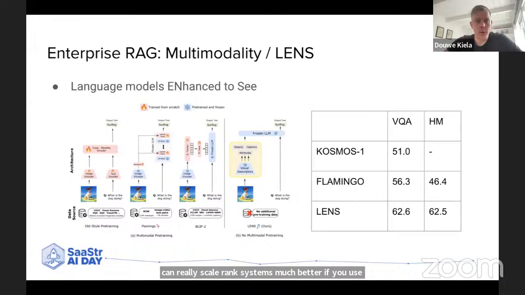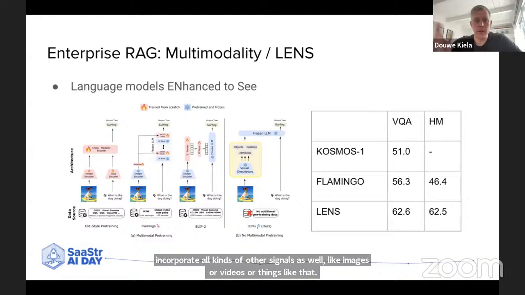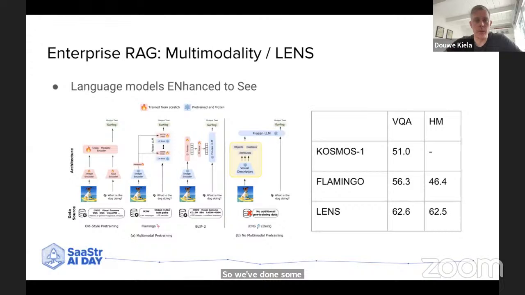A final thing that enterprises care a lot about, that is starting to go mainstream now but not quite there yet, is multimodality. Multimodality is really, can you go beyond text and incorporate all kinds of other signals as well, like images or videos or things like that. We've done some work, again this is all open source and you can read about it, where we show that you can make language models that are enhanced to see, aka LENS, where you take these computer vision modules that turn images into text. And now you can just feed this text directly to your RAG system or to your language model and endow it with multimodal capabilities without needing to do anything really fancy.